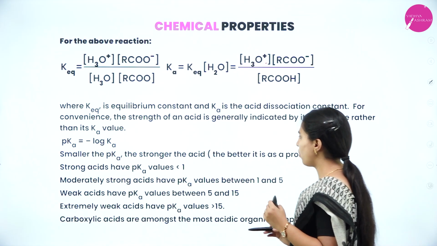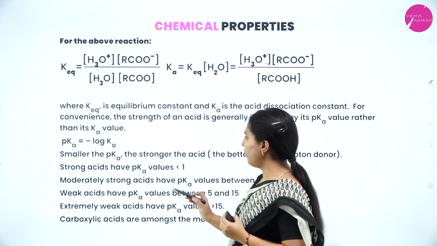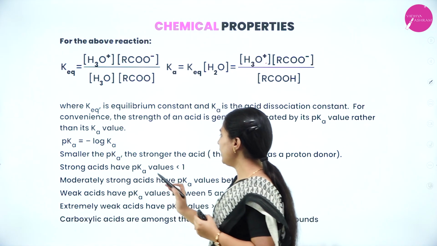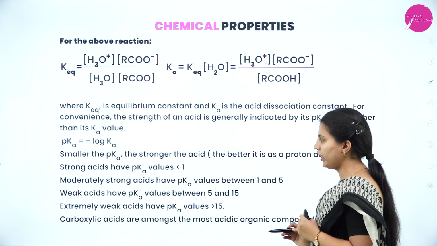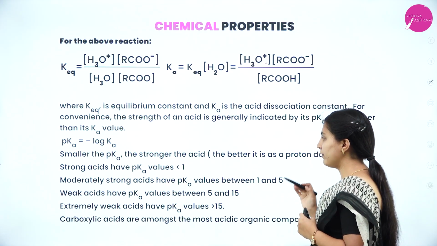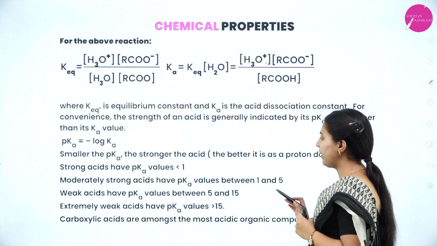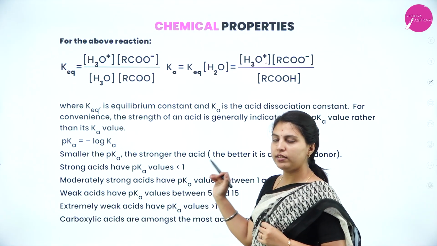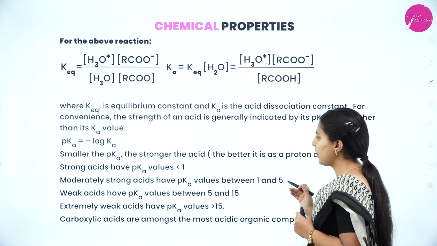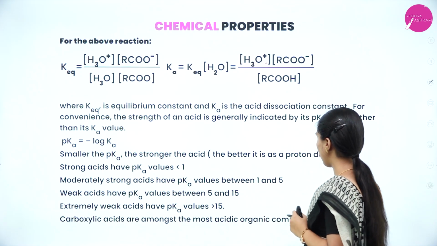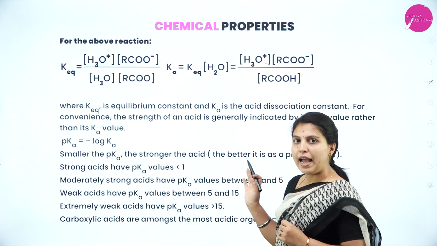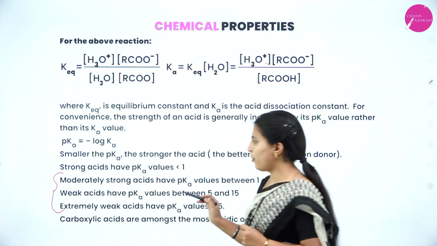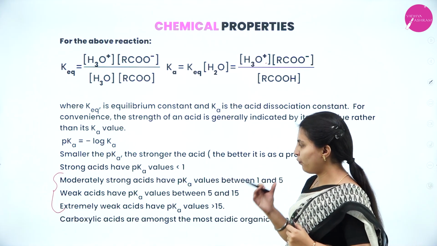The smaller the pKa, the stronger the acid. Strong acids have pKa values less than 1. Moderately strong acids have pKa values between 1 and 5. Weak acids have pKa values between 5 and 15. Extremely weak acids have pKa values greater than 15. So, you should be aware of these pKa values. Carboxylic acids are among the most acidic organic compounds, and you should be aware of these points to analyze strong and weak acids.